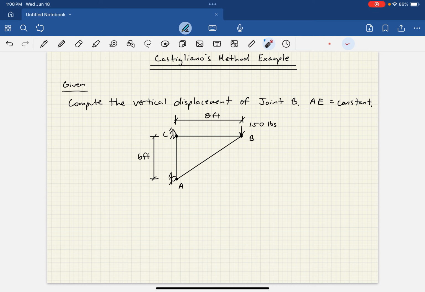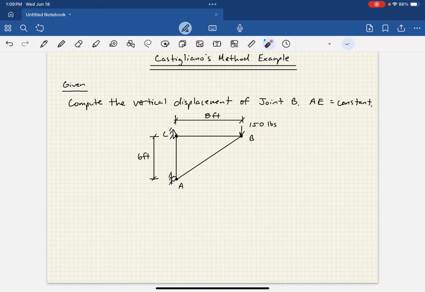So let's look at the system we're given here. Here we have kind of a classic 3-bar truss. We have a member AC, which is vertical and 6 feet long. We have a member BC, which is horizontal and 8 feet long. And then we have our diagonal member AB, which will end up being a 10-foot length once we think about the Pythagorean theorem for that geometry. And then we have a single point load of 150 pounds at point B.